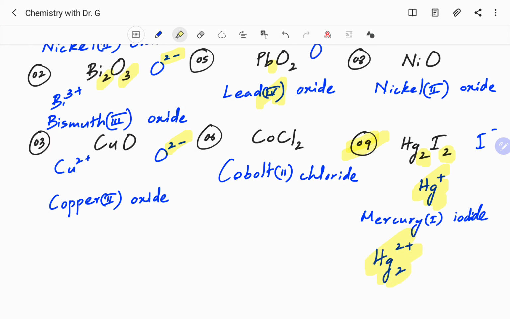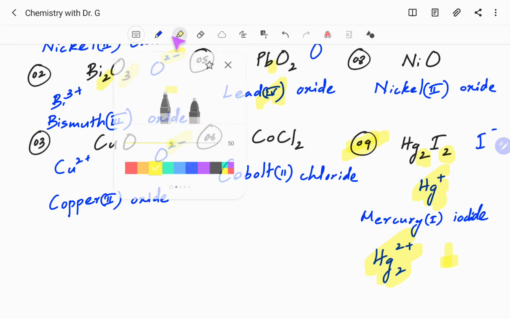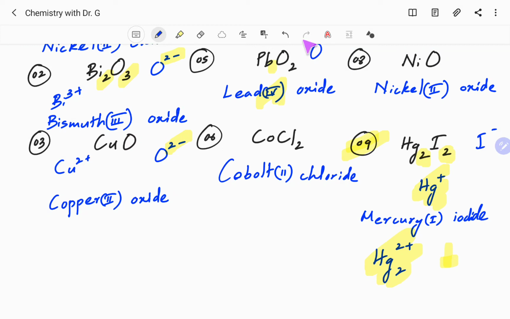That is why you see that we are using 2 iodides for this formula. All right, so that is something to remember. That is an exception, but still, you should have figured it out from the numbers.